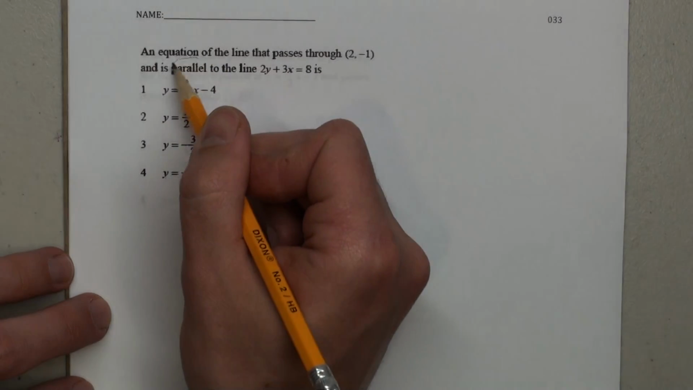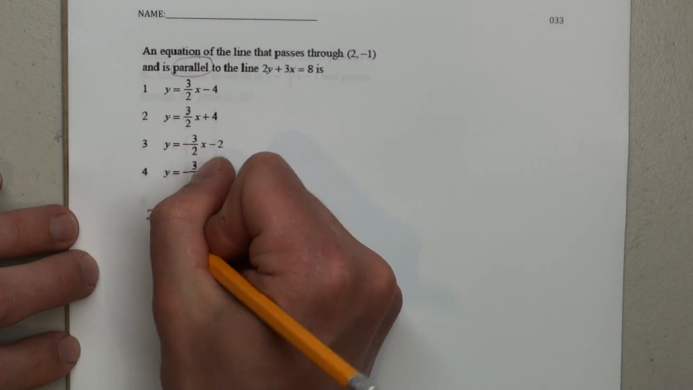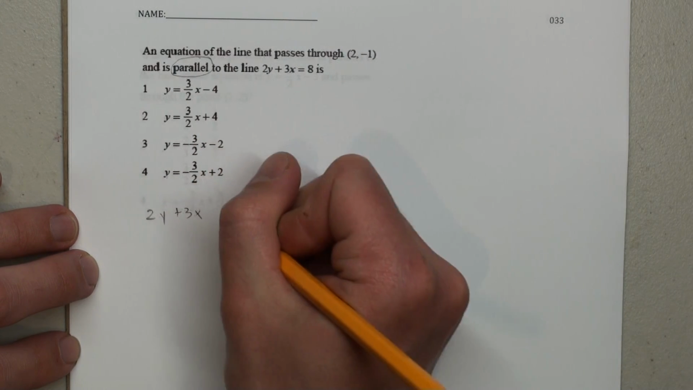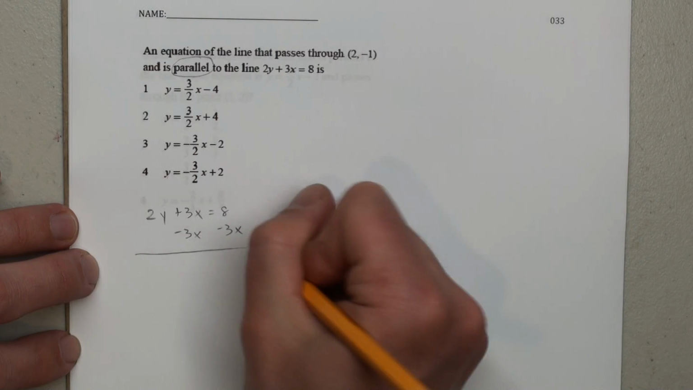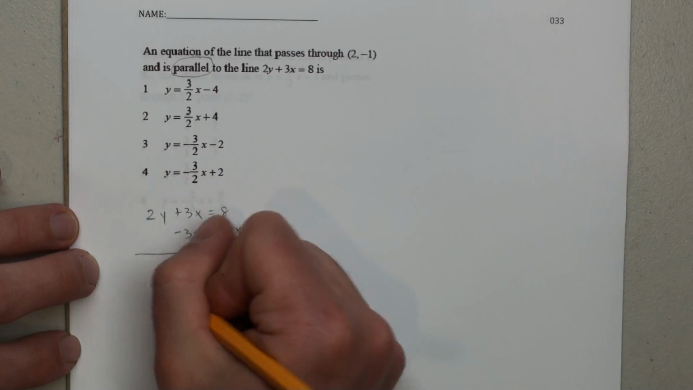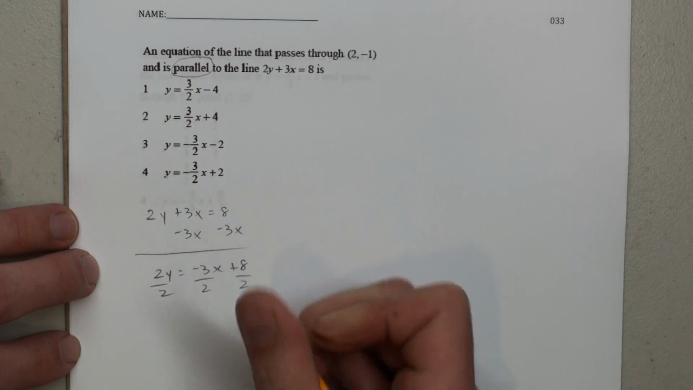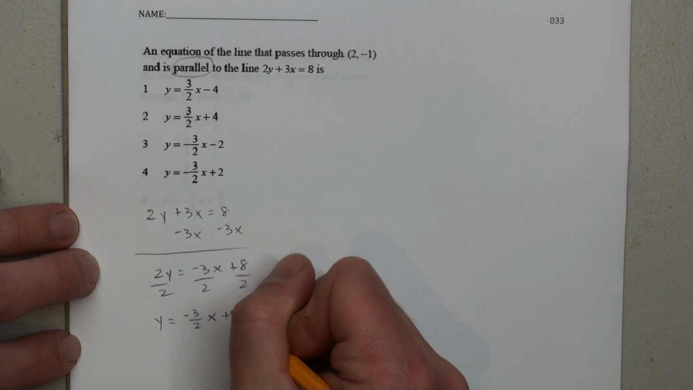Same problem. 2y plus 3x equals 8. Subtract 3x from both sides. 2y equals negative 3x plus 8. Divide by 2. Y equals negative 3 halves x plus 4.